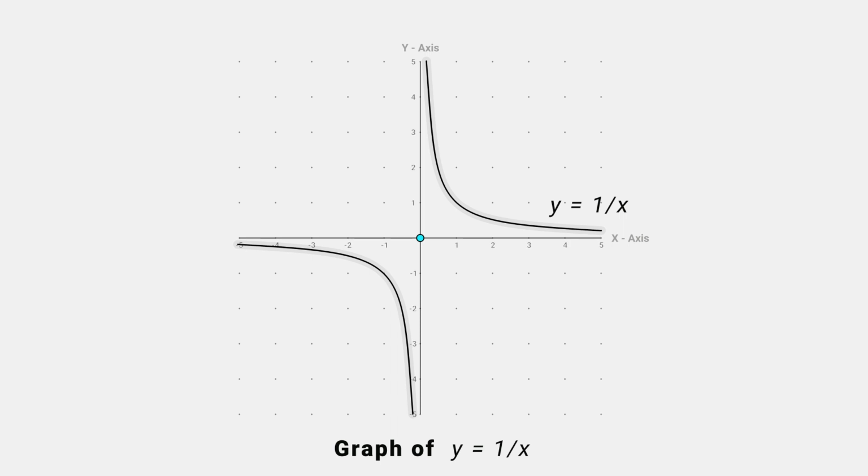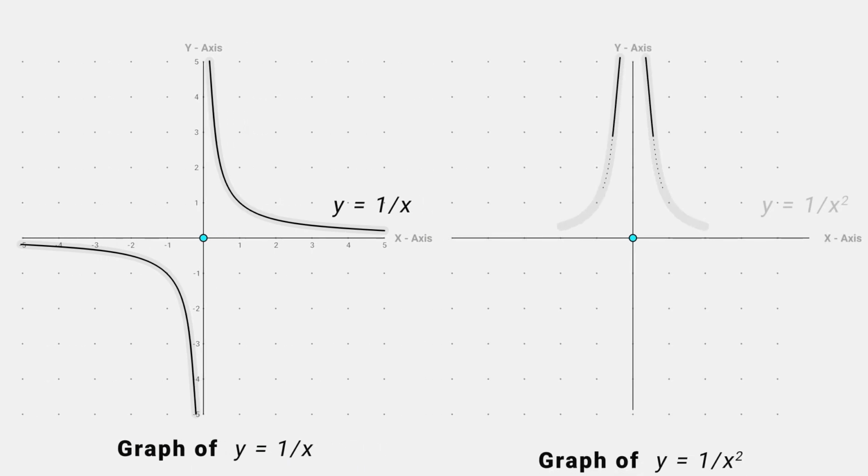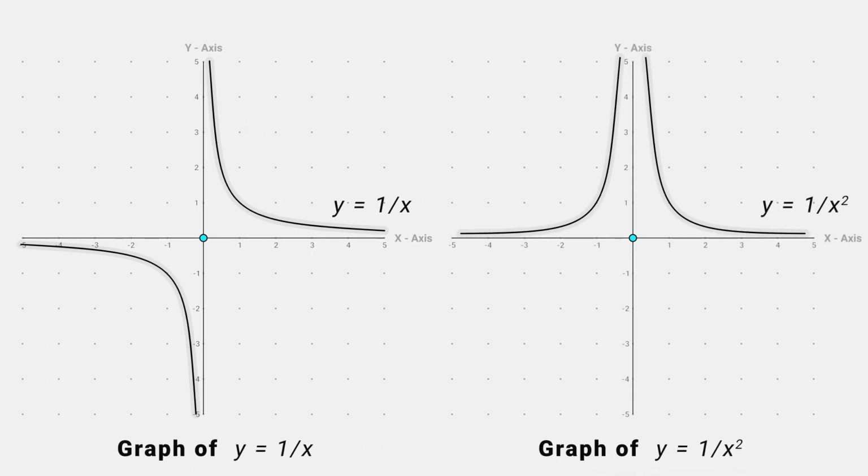A function defined by y equal to 1 by x is called reciprocal function or rectangular hyperbola, whose asymptotes are coordinate axes. Since 1 by x is an odd function, so its graph is symmetrical about opposite quadrant. Now 1 by x square is an even function, so its graph is symmetrical about y-axis.